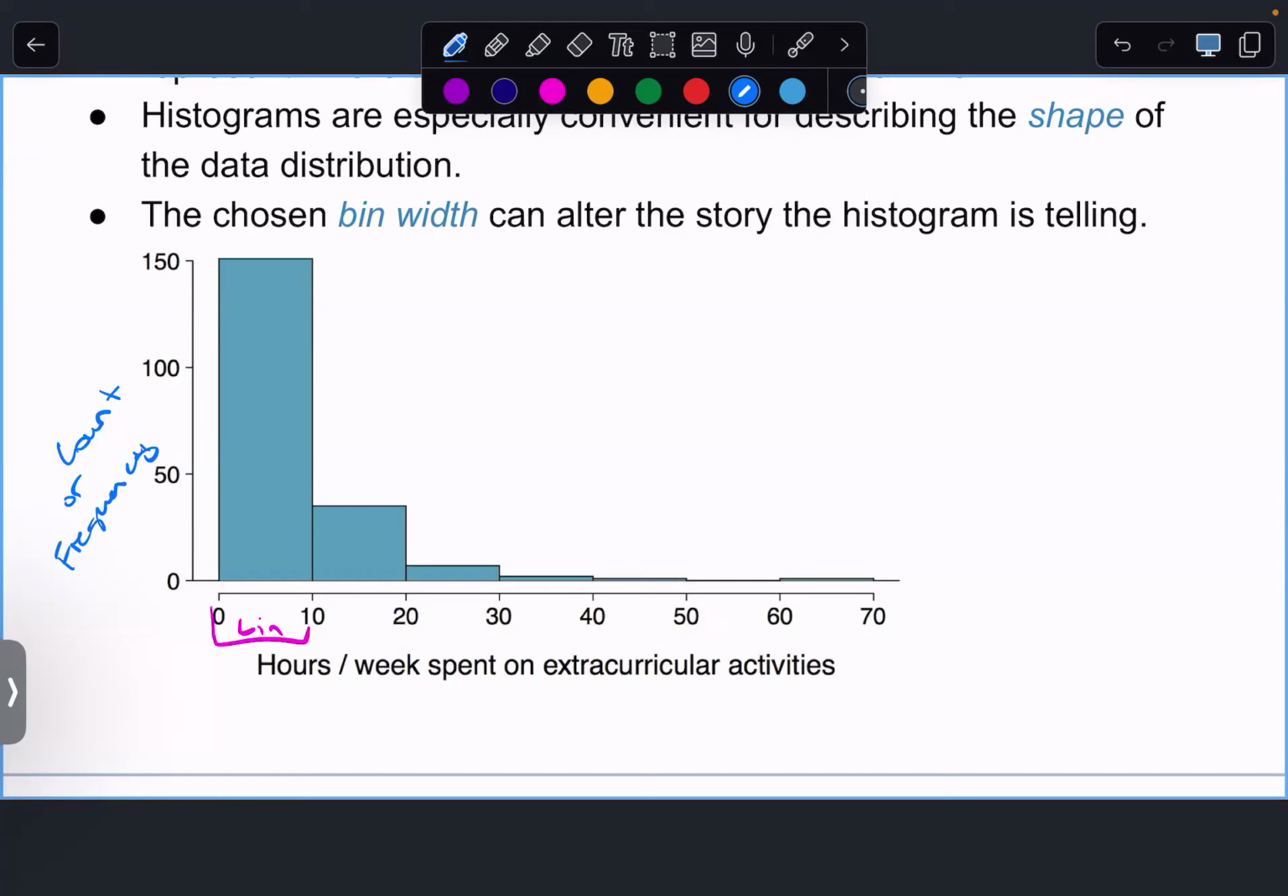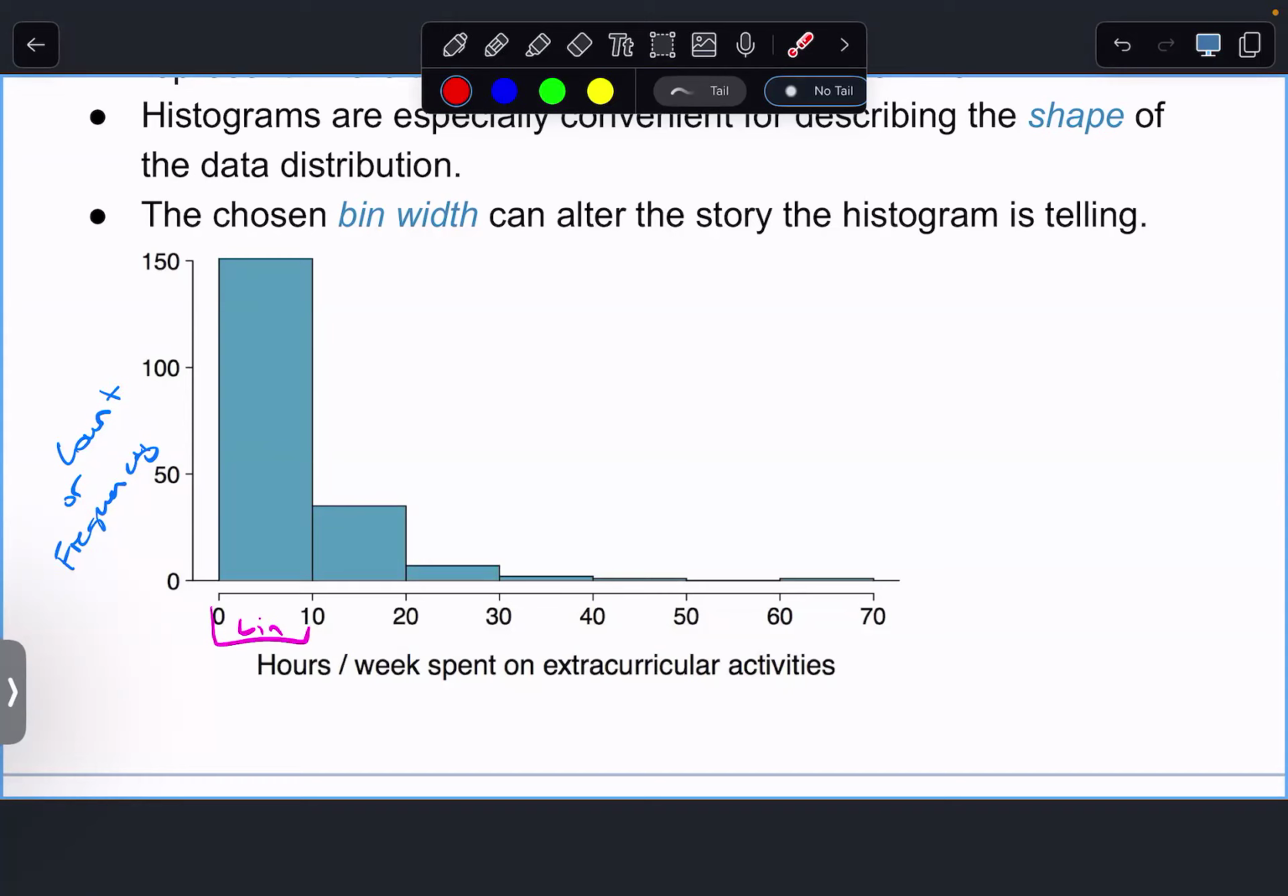So from this histogram, you can tell me things like how many students in the data set spent between 0 and 10 hours per week on extracurricular activities. Must be 50, 100, 150-ish, right? How about between 10 and 20 hours? Well, looks like about 30 or so. Hard to say without an axis, but roughly.